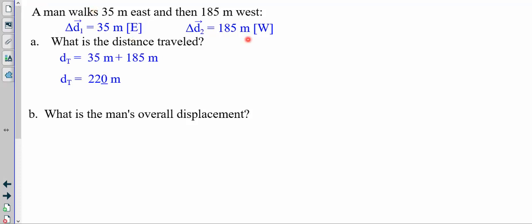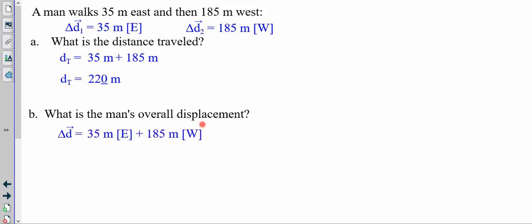So I'll take my 35 plus my 185, ignore what direction they're going, and just add them. So distance is pretty easy that way. You're always just adding numbers together. There's no subtractions. It's just positive numbers all the way through. We don't care where your final location is. We just add them together.